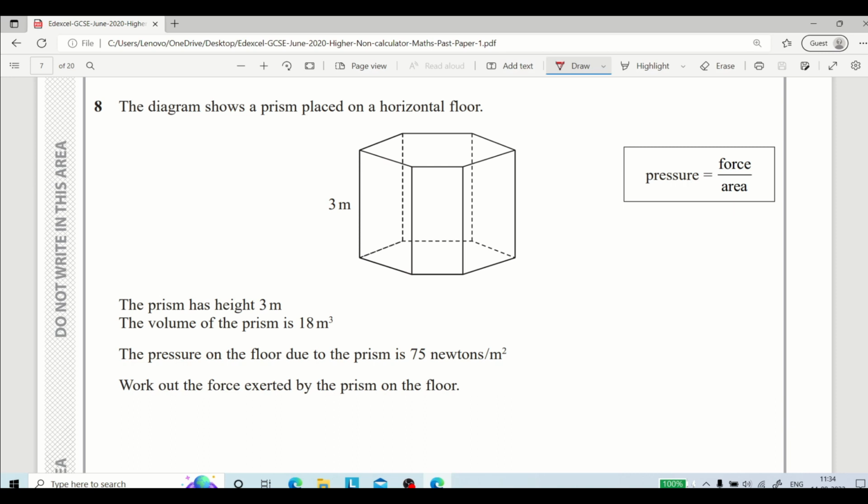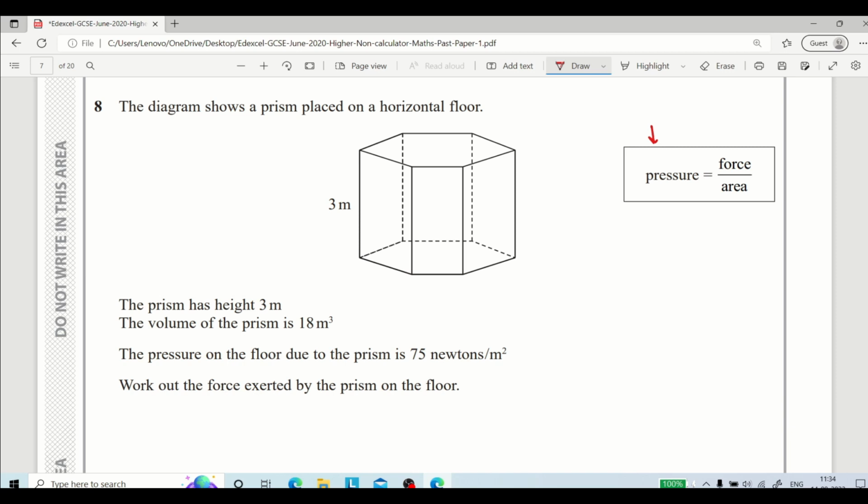Starting with question 8. The diagram shows a prism placed on a horizontal floor. We are also given a formula. Pressure is equal to force upon area. Great. The prism has height 3 meters. Volume of a prism is 18 meter cube. The pressure on the floor due to prism is 75 newtons per meter square. Work out the force exerted by the prism on the floor.